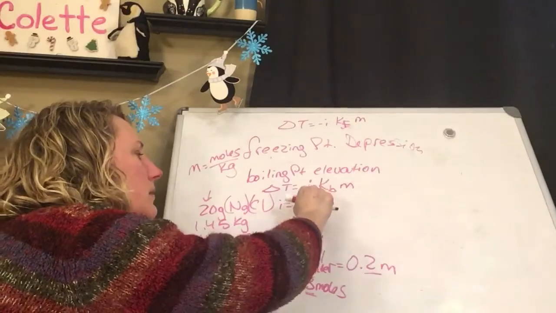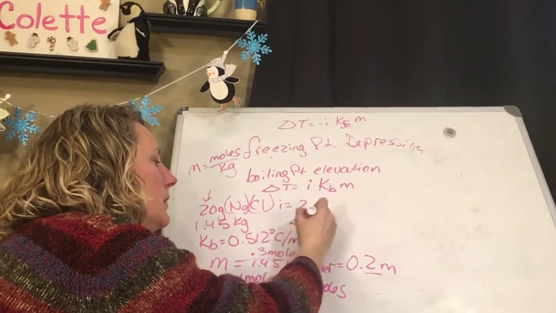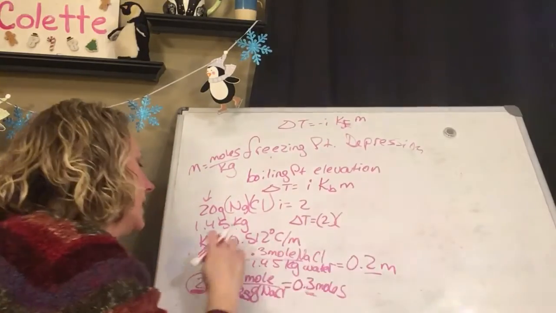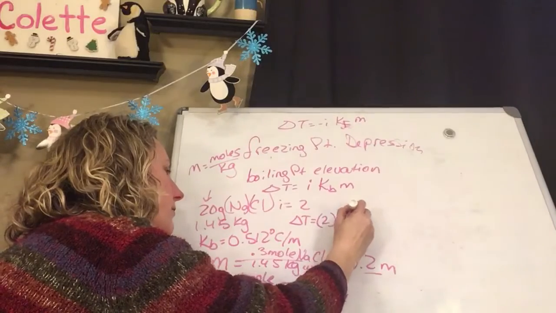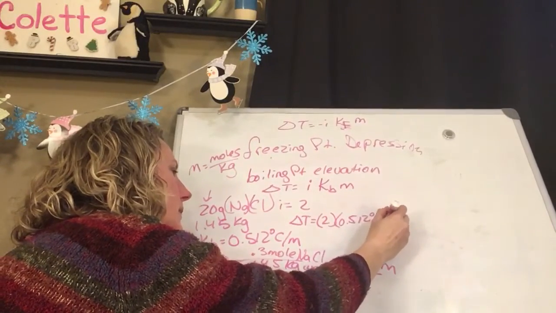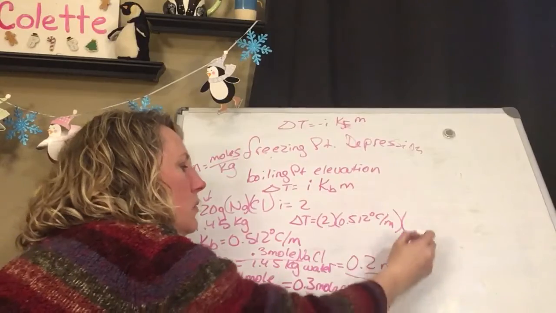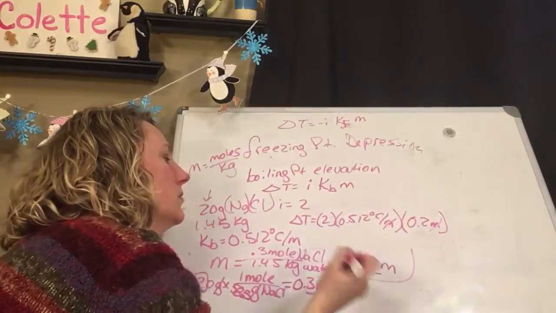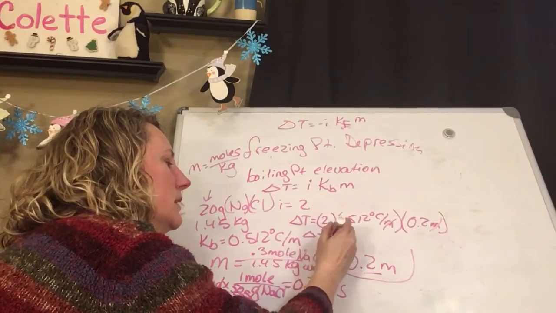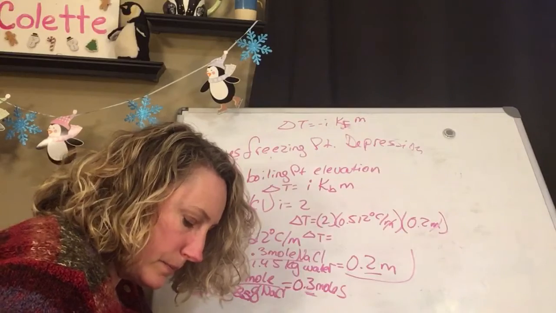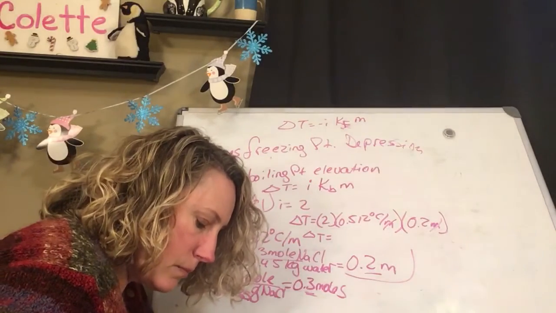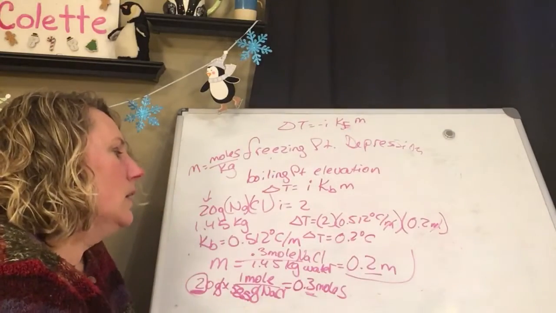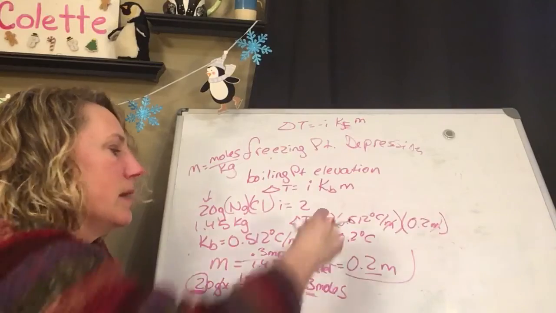So now I plop it back into this. I'm going to write it here just so I have more room. Delta T is going to be a positive i, which is 2, times my K sub B, 0.512 degrees C per m, times my molality, which is 0.2. So that cancels out. And so my delta T is going to be, what is it? 0.2 degrees C. Okay, so that's not my answer though.